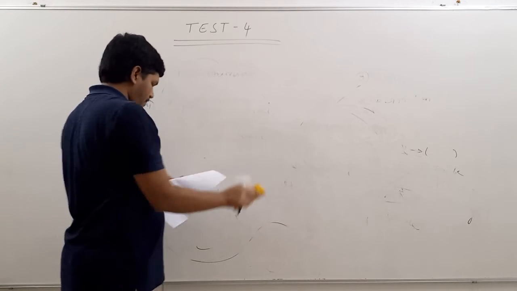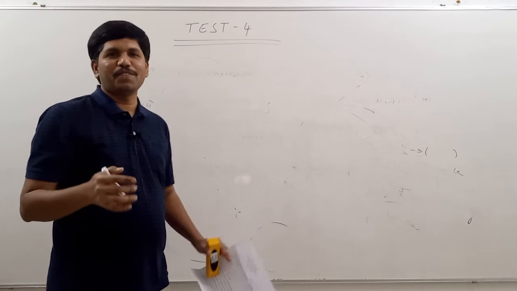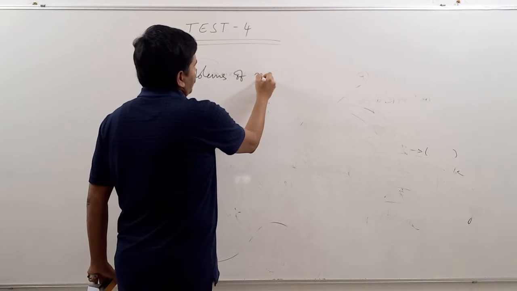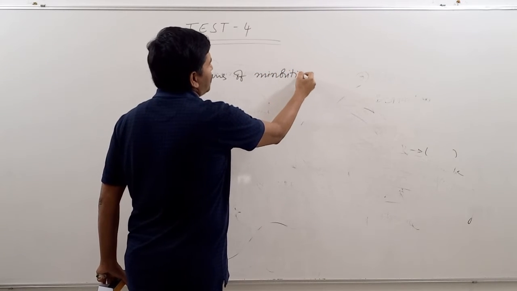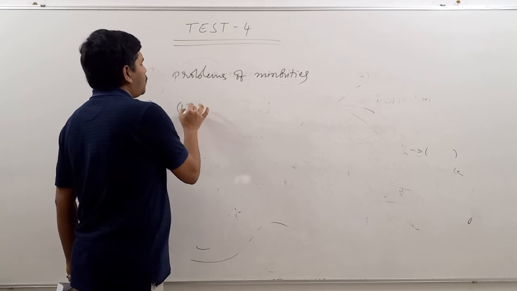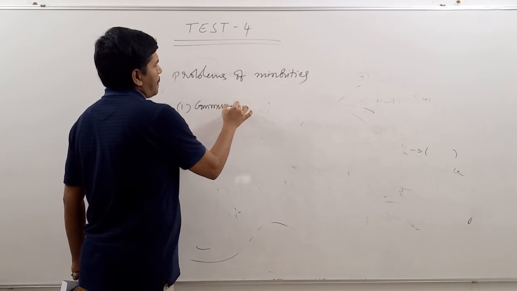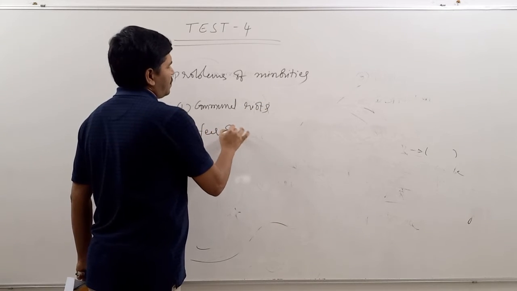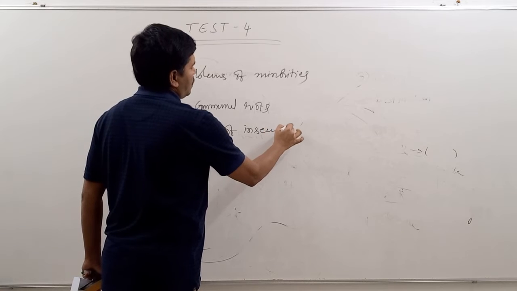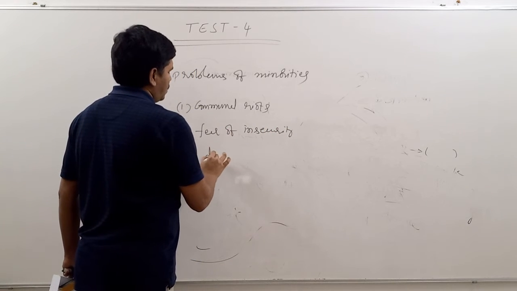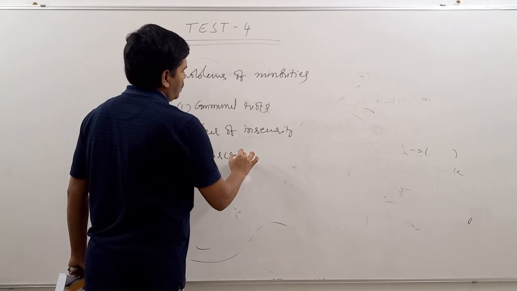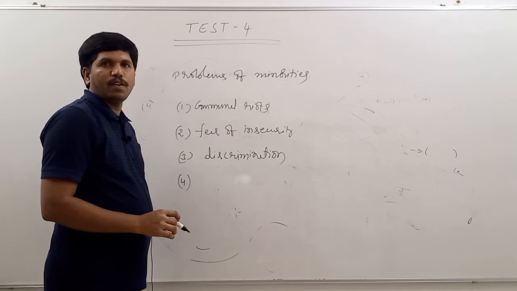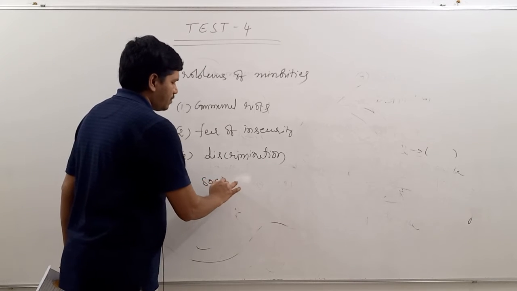The next question is problems of minorities. Everyone knows the problems of minorities. What is the main problem of minorities? Communal rights. Fear of insecurity. Discrimination. Then social backwardness.